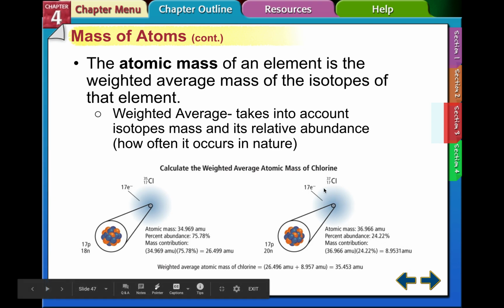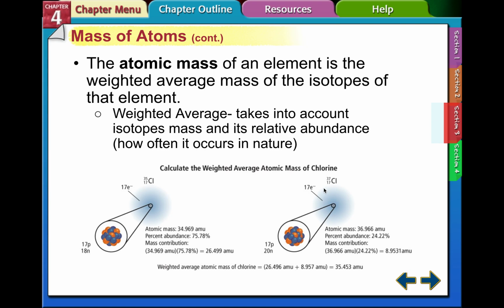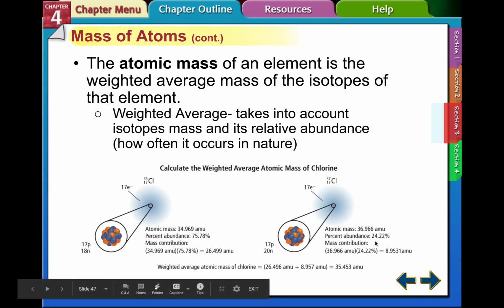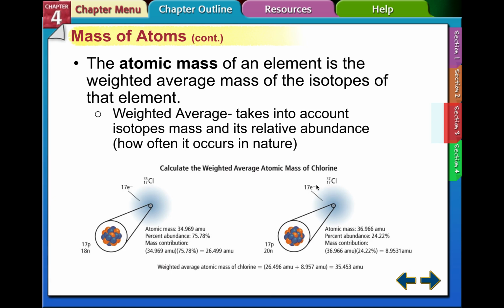And so again, it's kind of like your formative average. It's not really going to swing the average very much. So if you have a smaller percent abundance, it just means that it occurs less of the time. Like only 24% of the chlorine out there has a mass number of 37. And so we just need to use that in our calculation. So on the next slide, I'll show you how to do that.